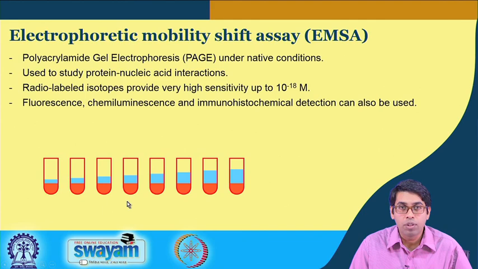If you again have an idea about the binding constant, let us say the binding constant is 1 nanomolar, then your DNA concentration should be much less than that. So, your DNA concentration should be around 0.01 nanomolar or 10 picomolar. The protein concentration will vary from 0.1 nanomolar to 100 nanomolar in these different reactions that you have set up here.